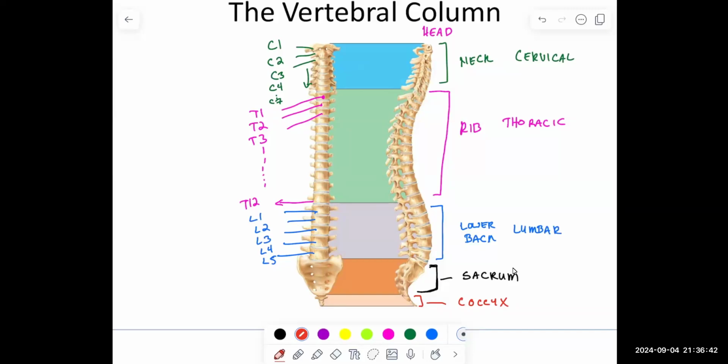Easy peasy. C1, C2, C3, T1, T2, T3, L1, L2. Well, you got to remember sacrum and coccyx. How many cervical vertebrae are there? 7. How many thoracic? How many lumbar? 5.